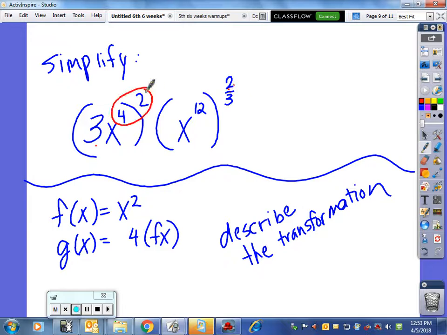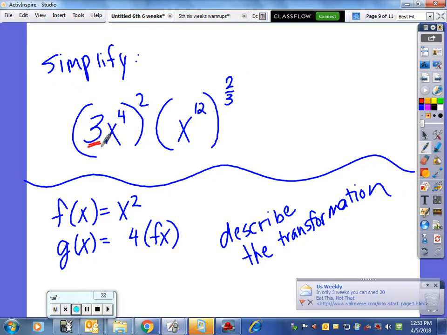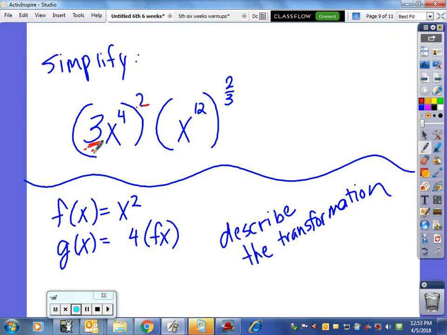First, you've got to do the power of a power rule. That's where the exponents get multiplied. Now, what about this coefficient? 3 gets squared just like always. What's 3 squared? 9. And x to the 4th gets squared, which becomes x to the 8th.